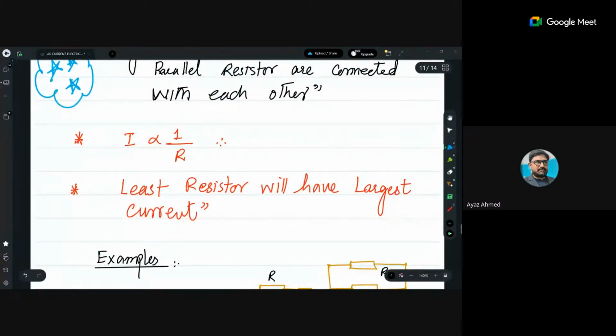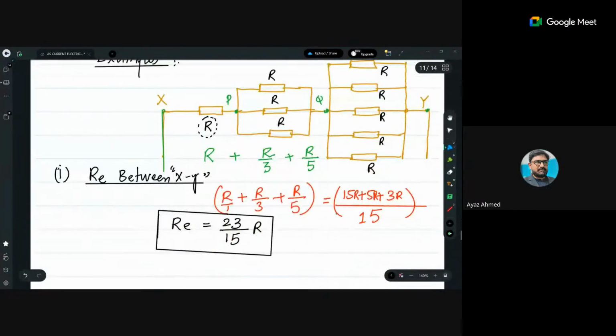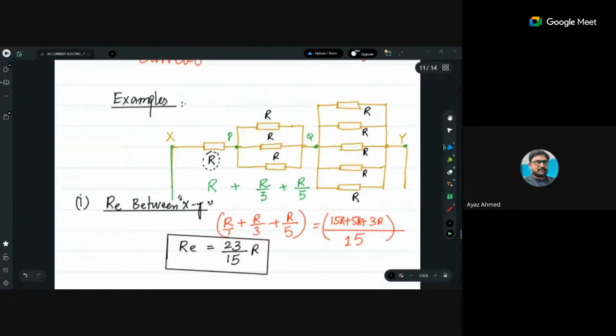There is another main point: current is inversely proportional to resistance. So the least resistor will have the largest current flowing through it. You have to keep all these points in mind. Here I put so many resistors in different combinations. First of all, I marked this as point x and this as point y. What is the equivalent resistance between these two points x and y, where all the resistors are identical? Are you getting it?